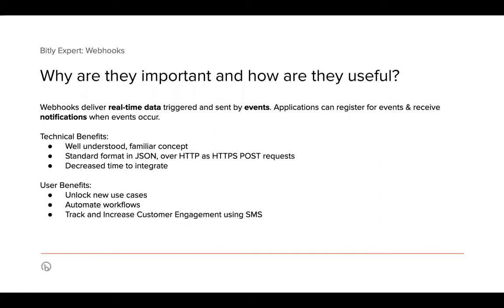They're in a standard format in JSON with post requests, and they decrease the time to integrate. Another thing I want to stress is that they are a lightweight way to get real-time data. As we mentioned before, if you are sending millions of links and relying on click data for your use case, which is very common for customers who are using our API or even customers who are using the web app, polling with our API can result in degraded performance and often hitting rate limits that aren't clear to you. So webhooks is a much more performant and lightweight way to retrieve that click data that you're looking for.